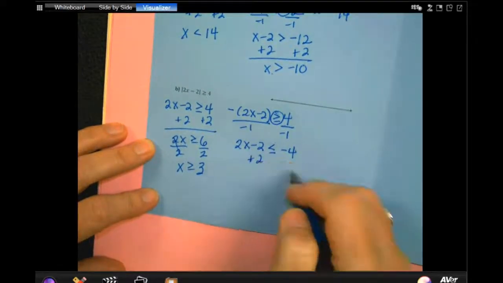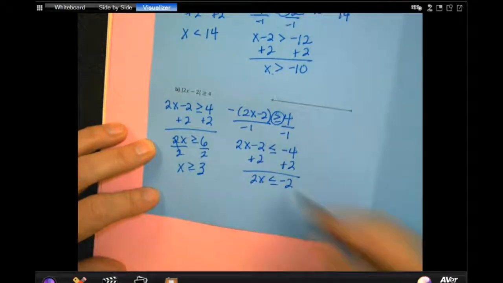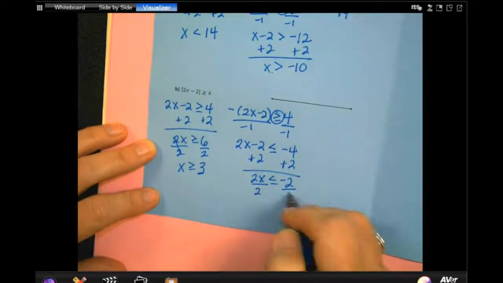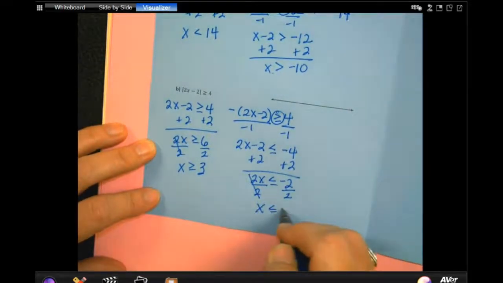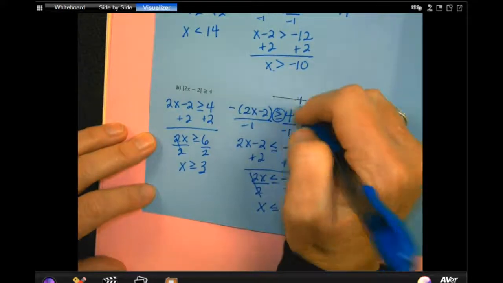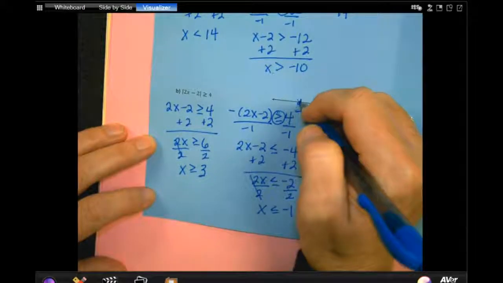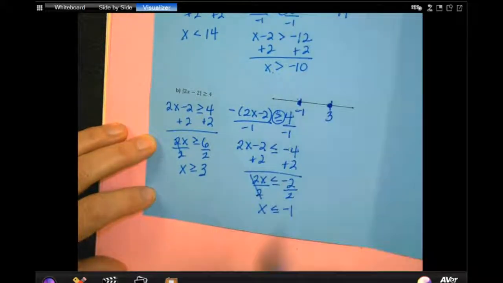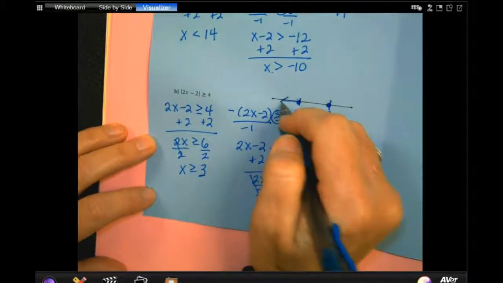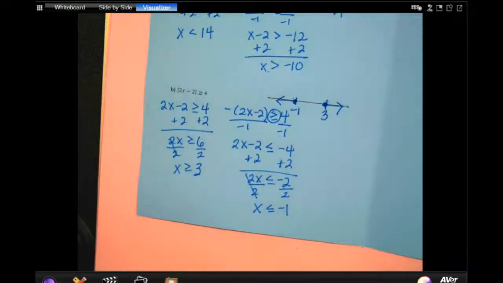So when I add 2, and divide by 2, so I have -1 and 3. And I know they both get closed circles because of the lines. So I want x less than -1, so that goes this way, and x greater than 3, so that goes that way. So it did graph out like I thought it would.